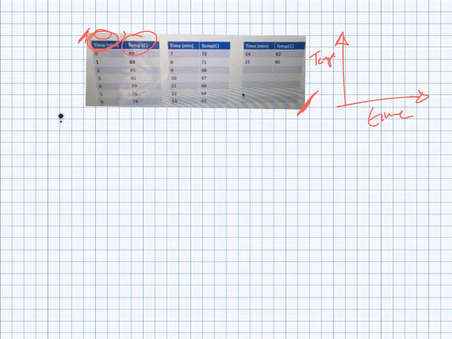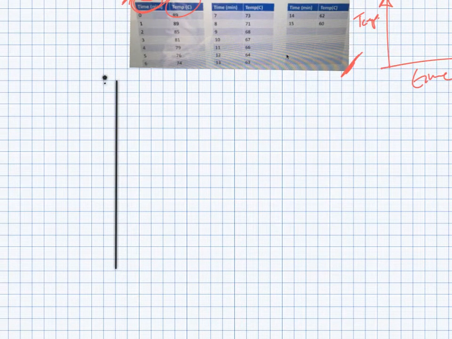Now the first thing we've got to do is set out our scales. So we're going to take our axis. I'm going to have my y-axis here, and I'm going to have my x-axis along here.